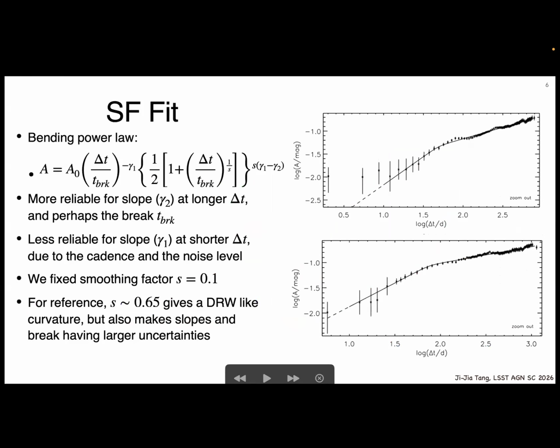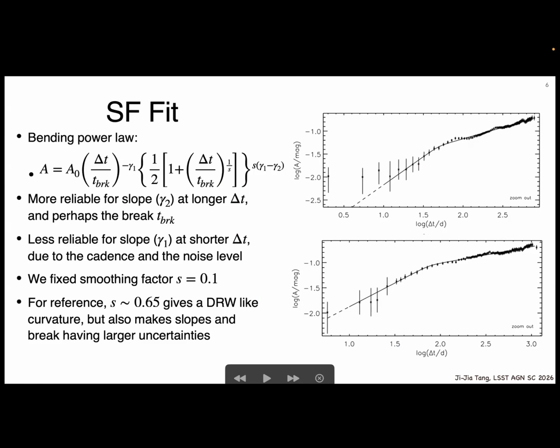So here is the function we use to fit the structure function. On the figure on the right are 2 examples of the rings of our data. You can see that there's a clear break in the structure function, and we fit it with this bending power law equation. There are T break, gamma 1 and gamma 2, which are the slopes at short and long time scale. And there's a factor S that's a smoothing factor that controls the connection between the 2 power laws.